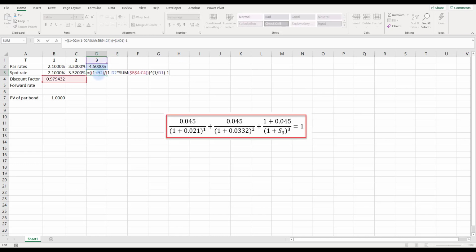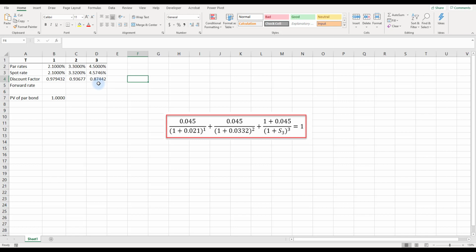Now, with everything done, I can just copy this over. The formula should follow correctly, but we need to calculate the discount factor for period 2. So I'll just copy this over again, and then we have the right number, right formula, which is 4.5746%. Right, so we are done in this case. So just populate this discount factor.